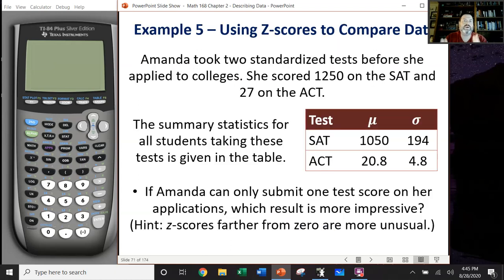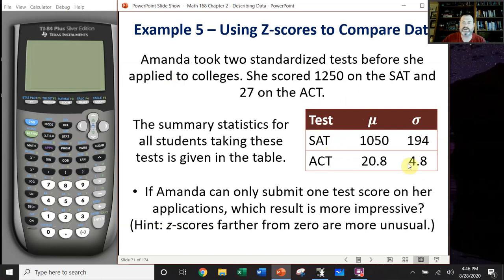All right, so now we're going to use z-scores to do something else. We just saw how to use a z-score to determine if an observation is unusual, and we can see that that method lines up with the 95% rule. Let's use the z-scores to do something else now. Amanda took 2 standardized tests before she applied to colleges. She scored 1250 on the SAT and 27 on the ACT. Here are the summary statistics for all students taking these tests, given in the table.